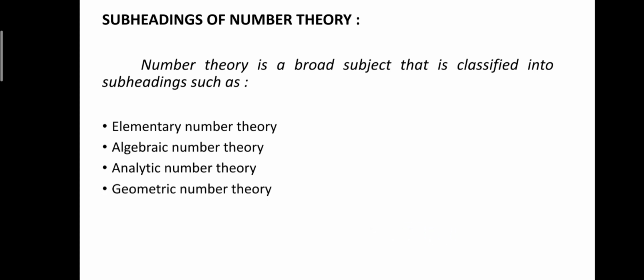The next one is geometric number theory. In geometric number theory, number theoretical problems are studied by the use of geometric methods. And the last but not the least one, probabilistic number theory, which explicitly uses probability to answer the questions of number theory. Okay, this is all about number theory. Now moving towards the applications.